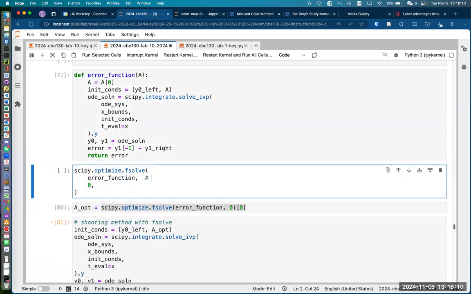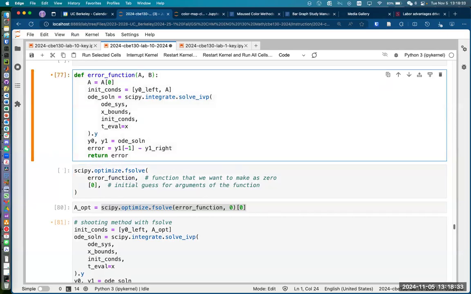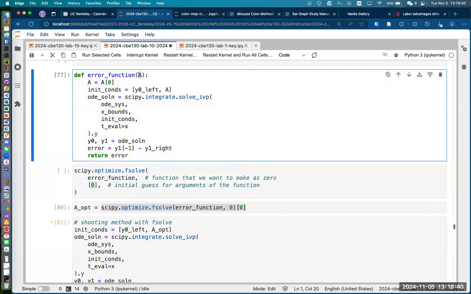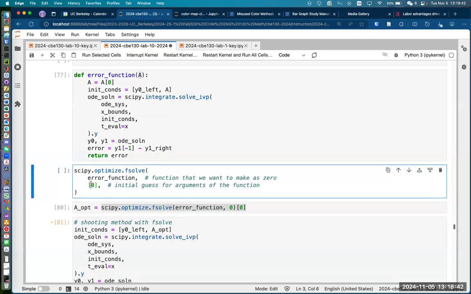So the first argument is a function that we want to make 0. And the second argument is the initial guess for the arguments of the function. Technically it should be a list because you can have multiple arguments, but in this case, we only have 1 argument. So initially we guess that A is equal to 0. Could also guess 10, doesn't matter.